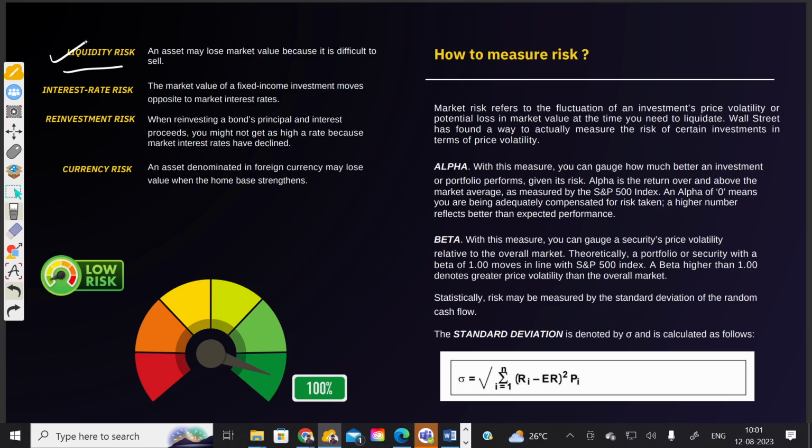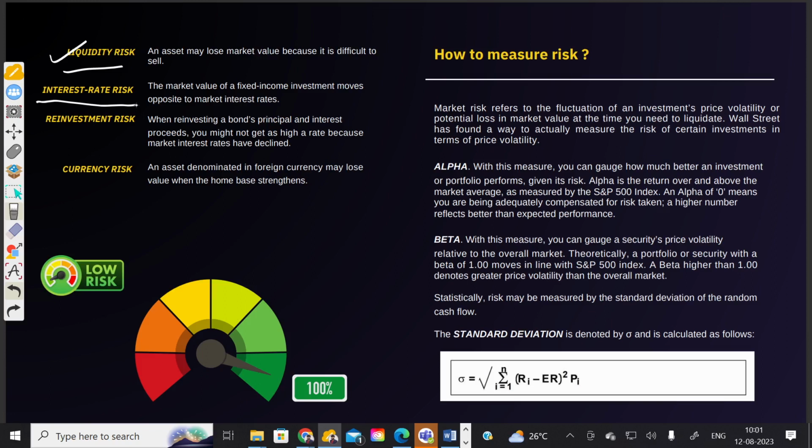All right. Then interest rate risk. The market value of a fixed income investment moves opposite to the market interest rates. All right. Investment moves opposite to the market interest rates. Why is interest rate risk important? Always keep one thing in mind.